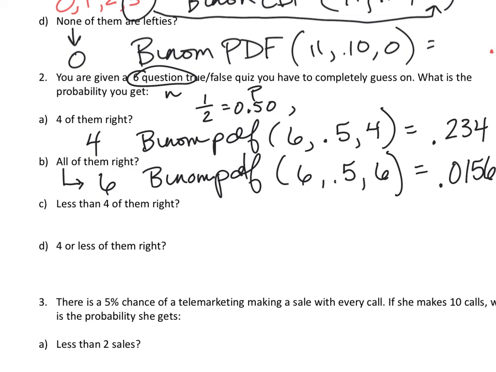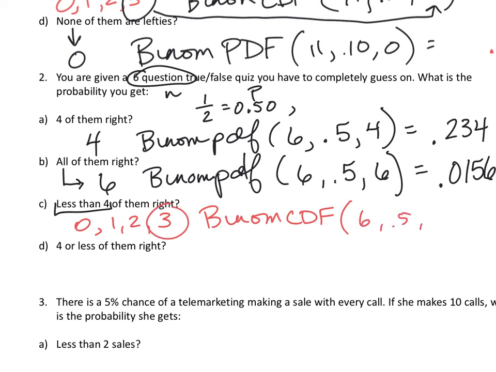Less than 4. Write what that phrase means. Do not stick the number 4 into your calculator. Write what the phrase means. Less than 4 does not include 4. It includes the values 0, 1, 2, and 3. This is a CDF because I have a list of numbers. The last number in your list is what you put in your calculator. And then you get 0.656.